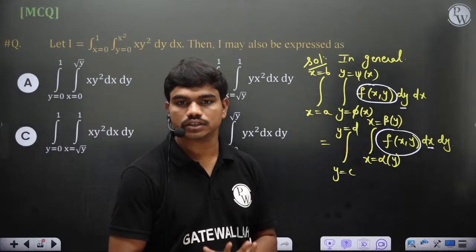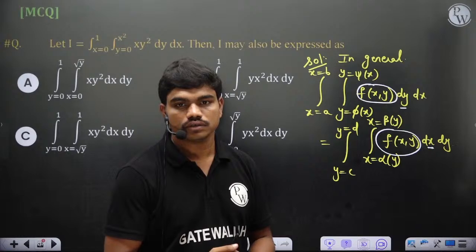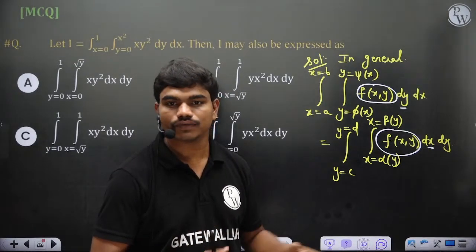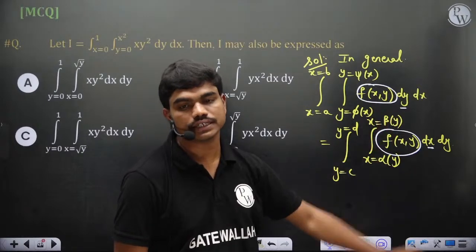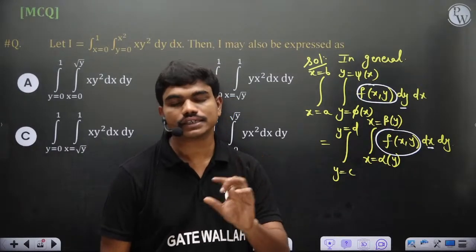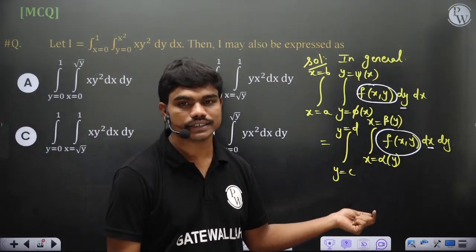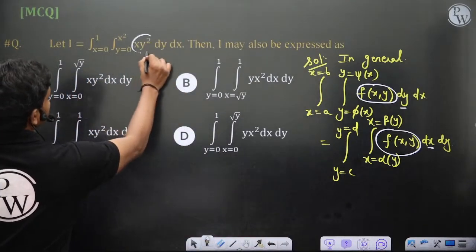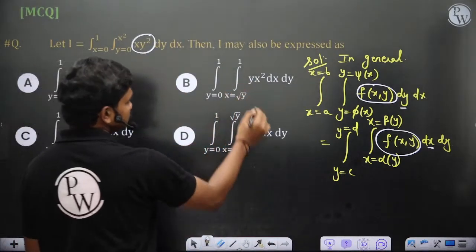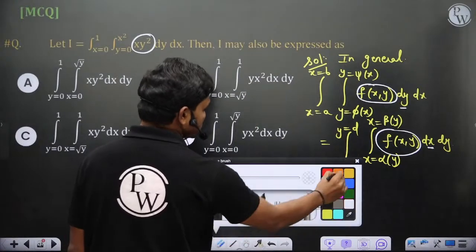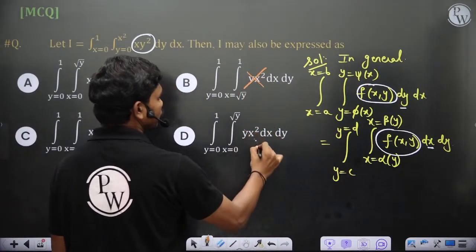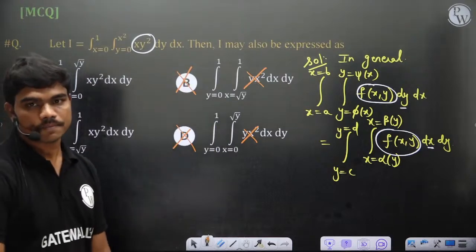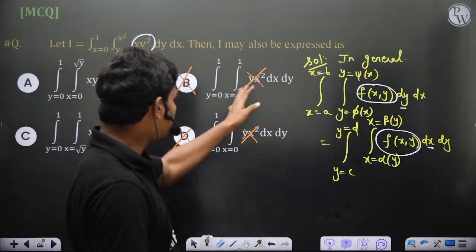Will this function change because of change of order of integration? Only the limits change, correct? Limits on the integrals change and the first integrating variable changes, but the function does not change. But here in this question, the function given is xy square, while in the option it is x square y. So this function cannot change, obviously. So these two are definitely wrong options. So B and D you can eliminate.